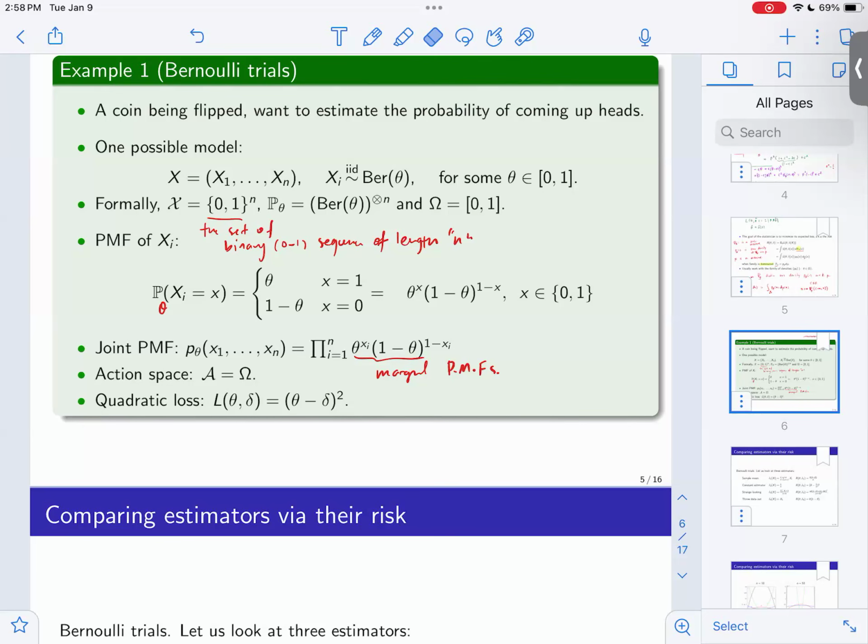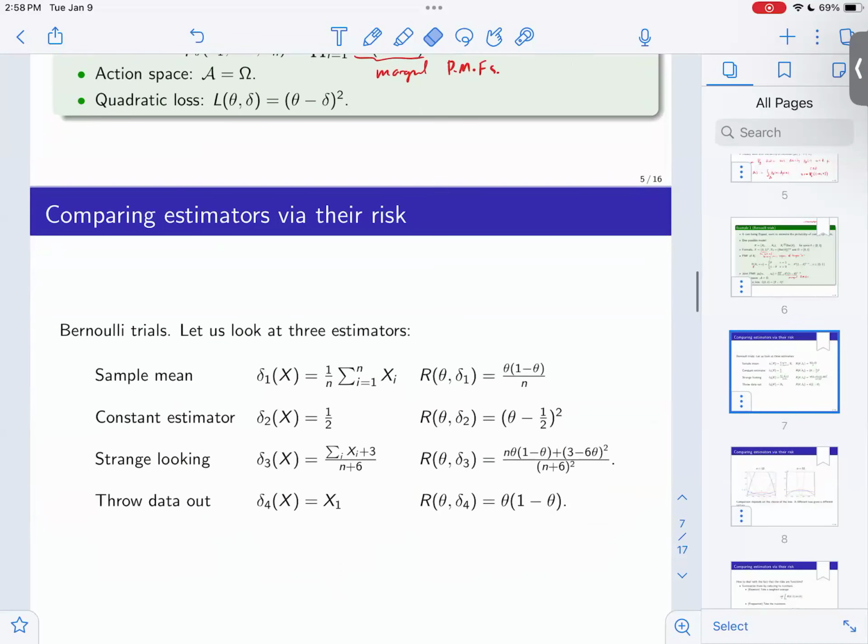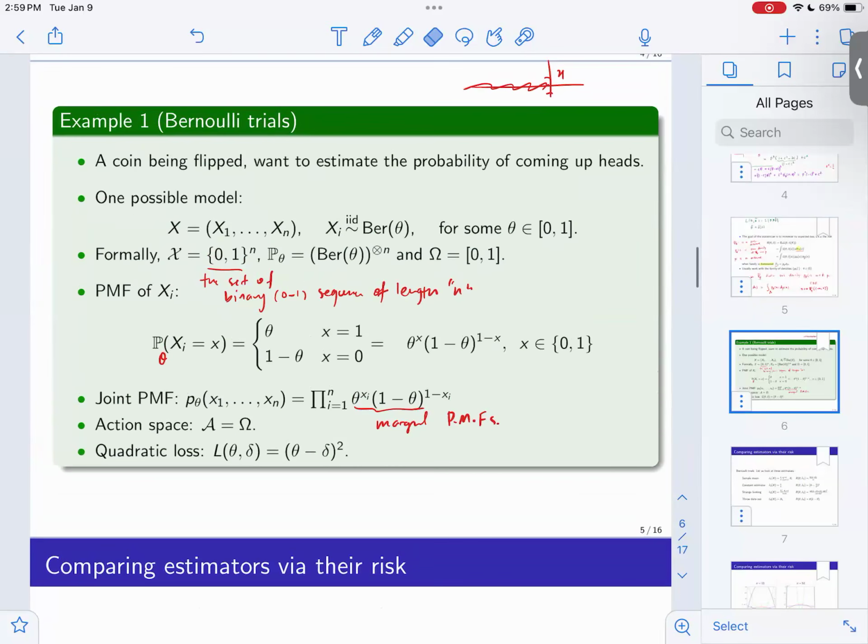So let's do the comparison of estimators that we did in this case. So what is a natural estimator of theta, let's say? Sampling. So who said that? Okay.